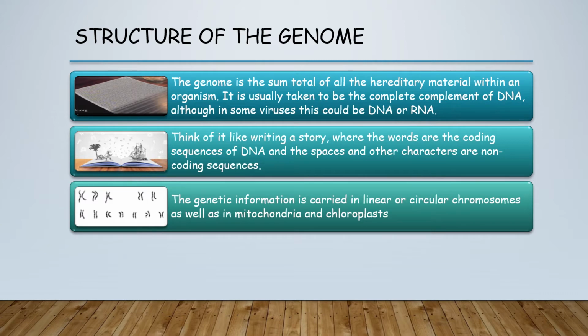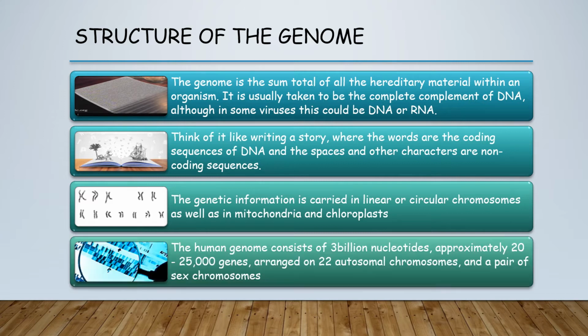The genetic information is carried in linear or circular chromosomes as well as in mitochondria and chloroplasts. And the human genome consists of 3 billion nucleotides, approximately 20 to 25,000 genes, and they're arranged on 22 autosomal chromosomes and a pair of sex chromosomes, and obviously the combination being different for males and females.